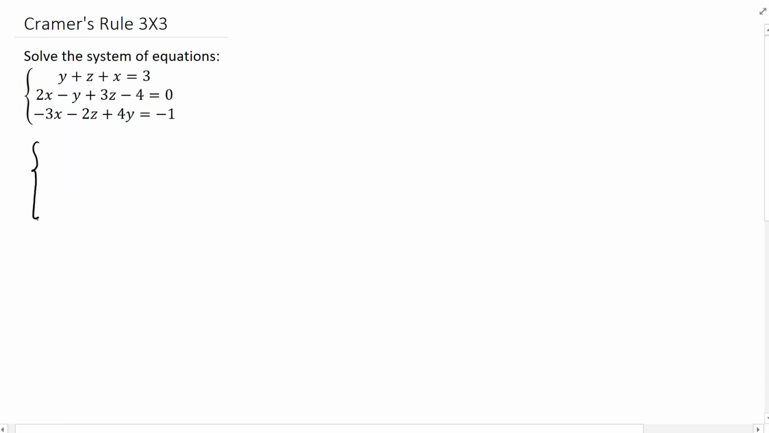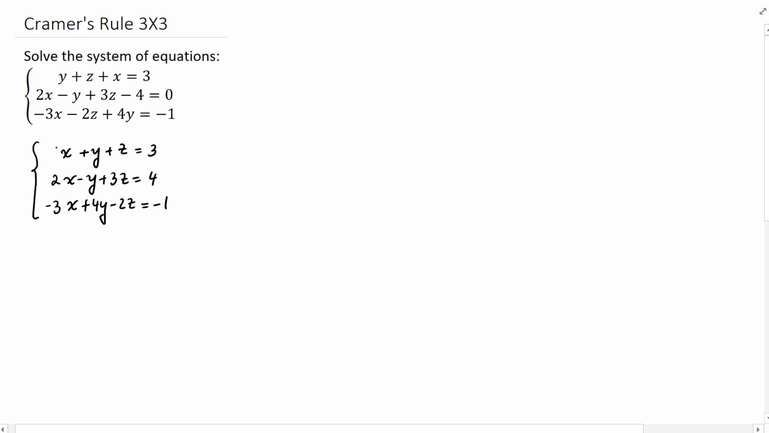So the first thing that I'm going to do is rearrange them so that on the right side we have only the constants, and on the left side we have x, y, and z in this particular order for every single equation. So we have x plus y plus z equals 3. The second line is 2x minus y plus 3z equals 4. And the third one is negative 3x plus 4y minus 2z equals negative 1.